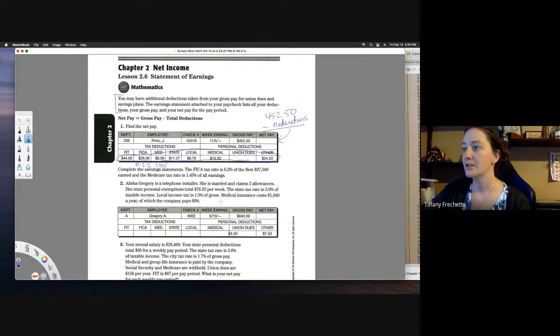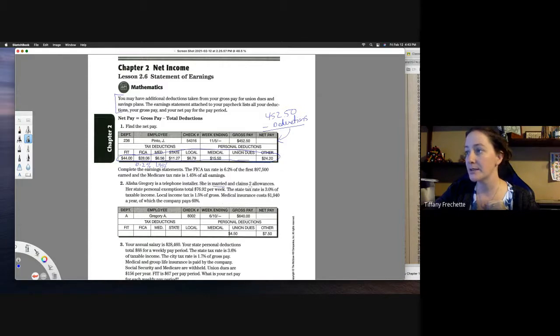All right, so number 2, we have a bit more to deal with here. We're going to go back, and in each section of this chapter, sections 1 through 5, we learned how to do each one of these pieces. If any one of these pieces is a little confusing, go back to the section and take a look. As you can see, I have a video for each one of those sections. So Alicia Gregory is a telephone installer. She's married and claims 2 allowances.